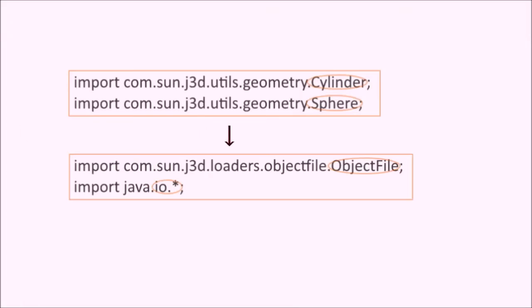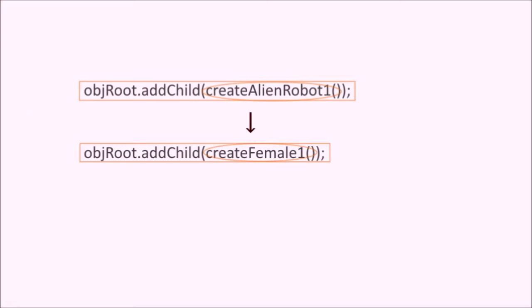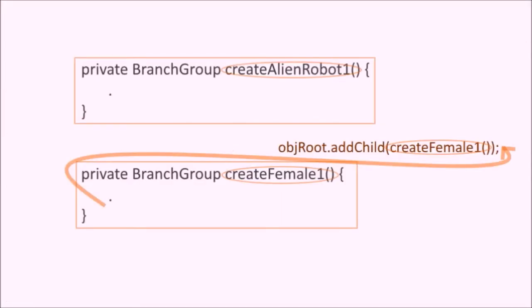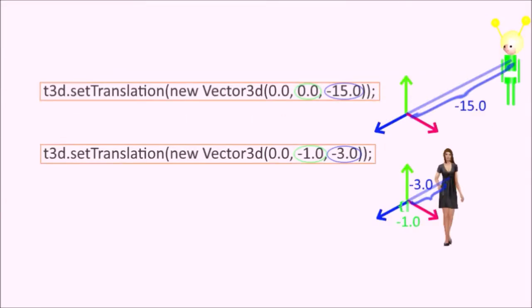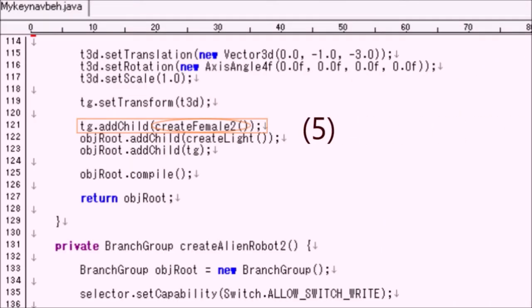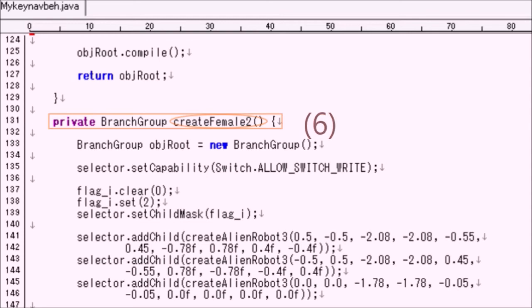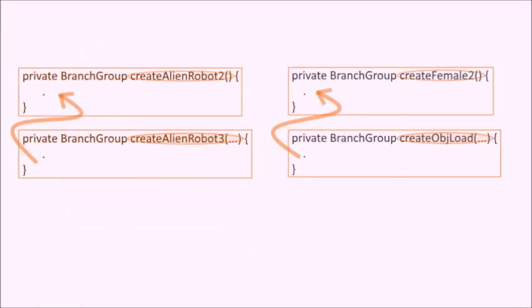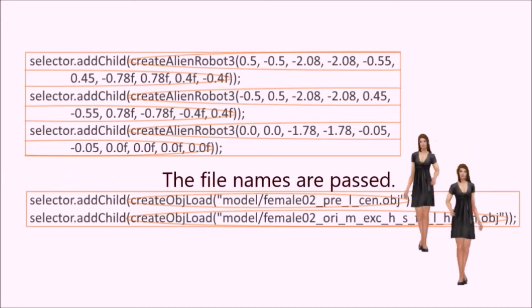1, 2, 3, 4, 5, 6, 7. Only the different positions and angles are passed. The file names are passed.